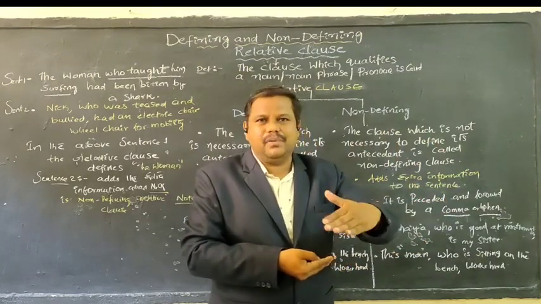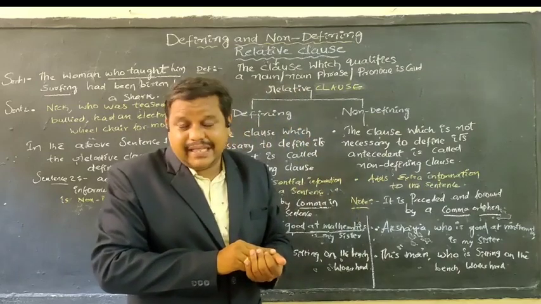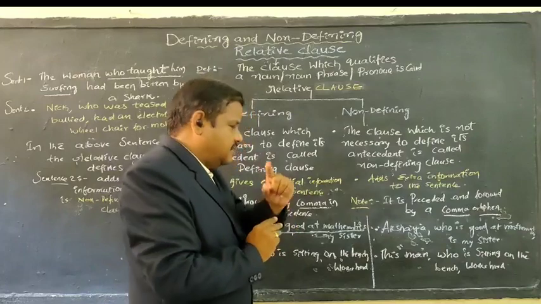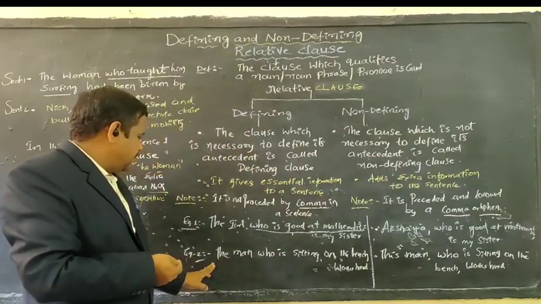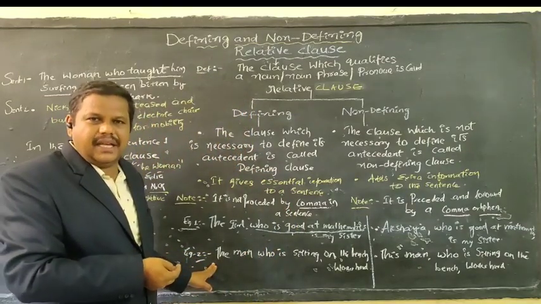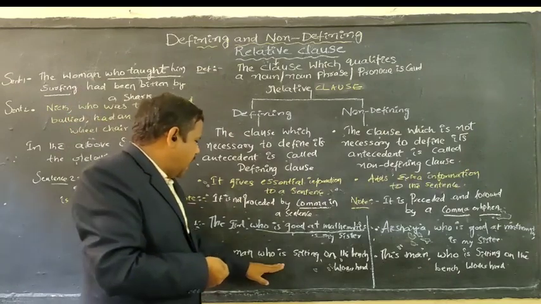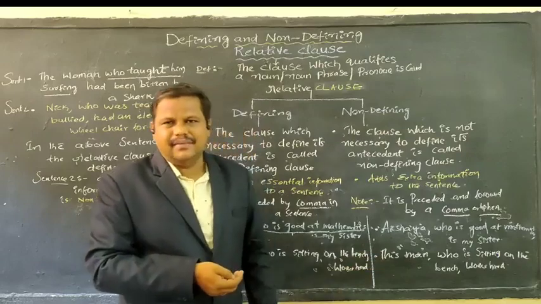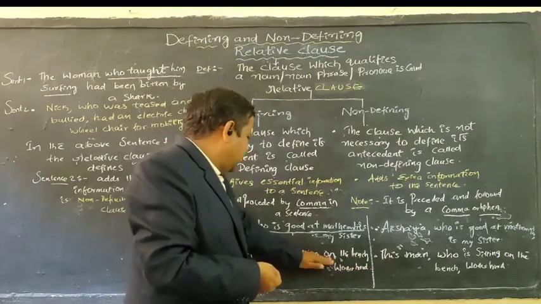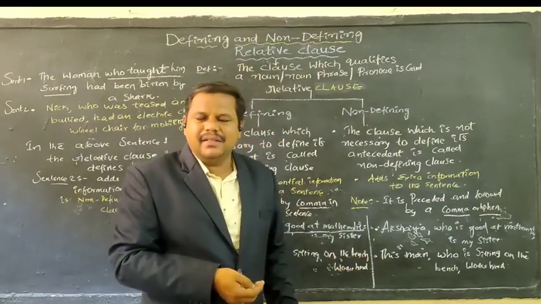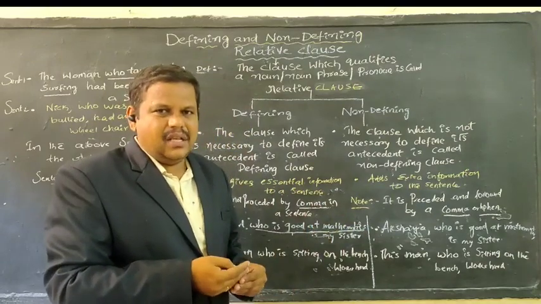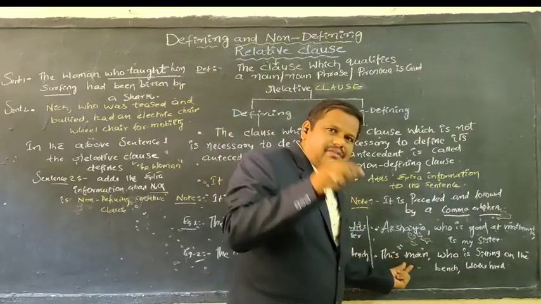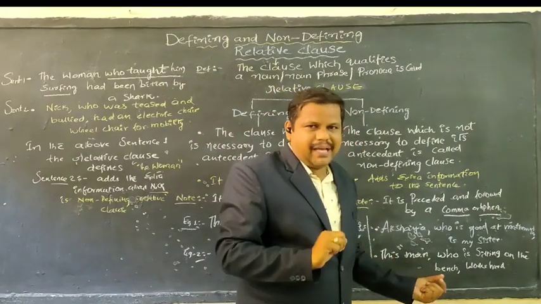See the second example, which clearly shows that we are using a demonstrative pronoun. See, in the case of a defining relative clause, the man who is sitting on the bench works hard. The man who is sitting on the bench works hard. So there is a continuation in the sentence. So the antecedent part is what? The man.